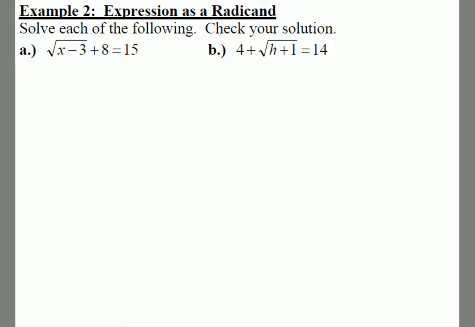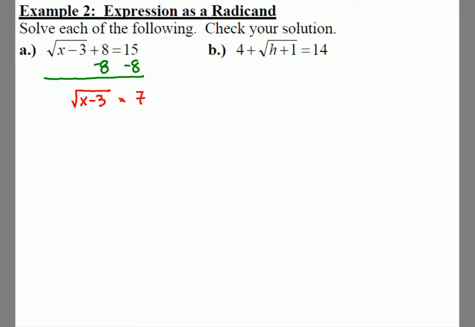First thing we need to do is get our radical, the square root of x minus 3, all by itself. So we're going to subtract 8 from each side of our equation, and that will get your radical all by itself. So we say the square root of x minus 3 is now equal to 7.